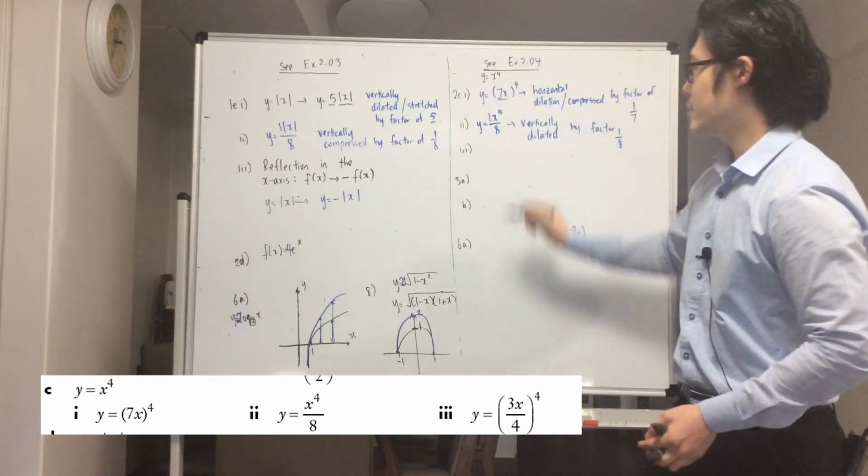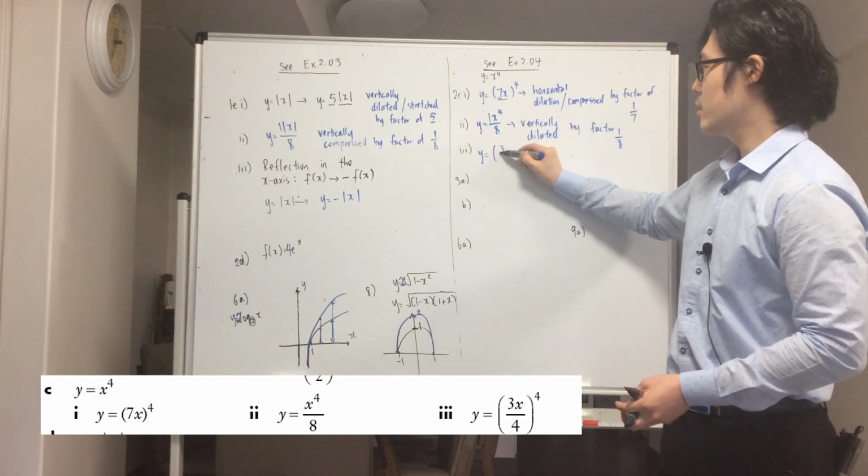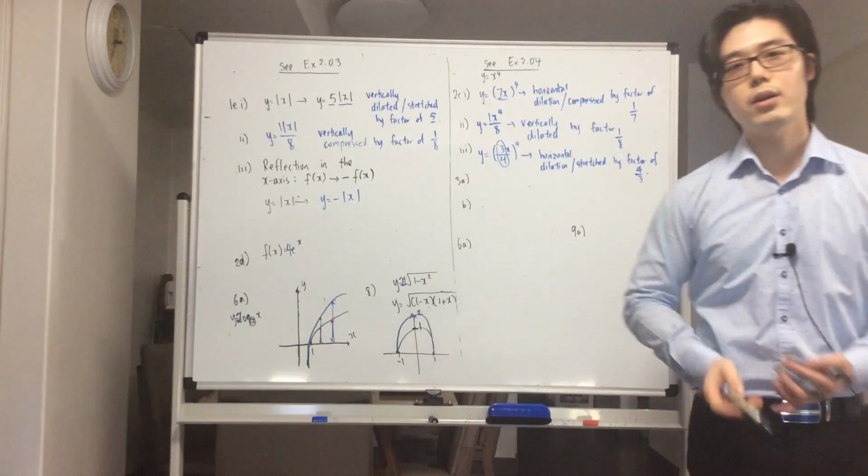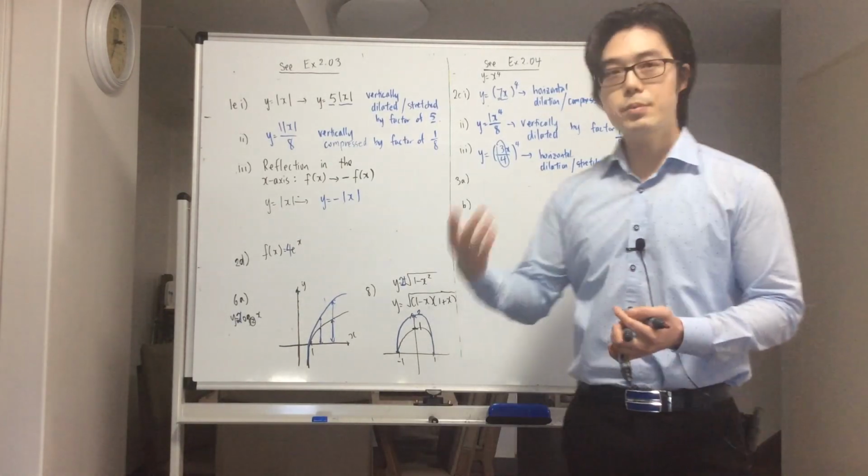Third part, it is inside the bracket. 1 over 3 over 4 is just a reciprocal, 4 over 3. So that's how you read horizontal dilation. Let's move on to question 3 now.